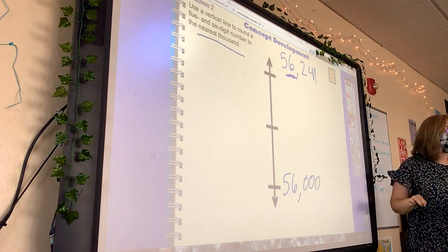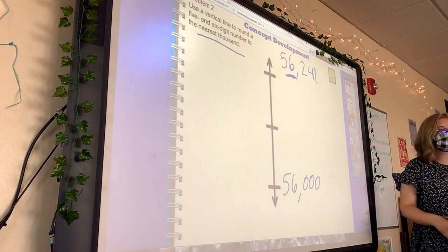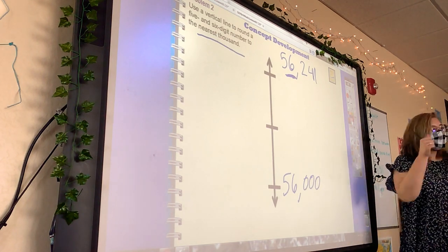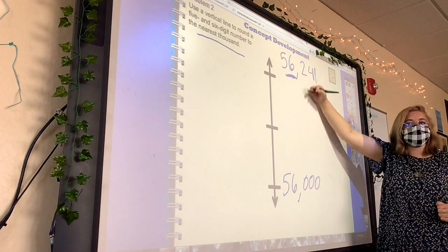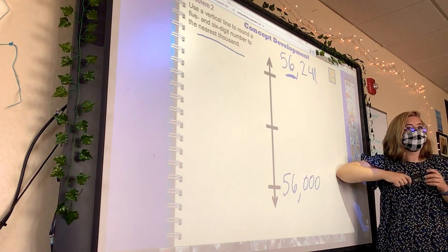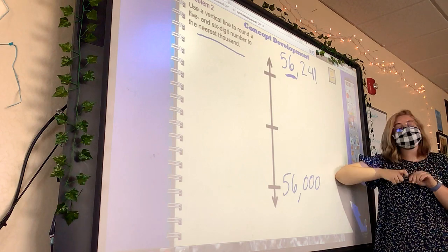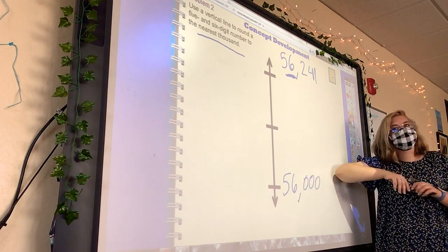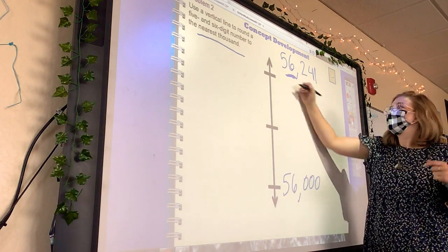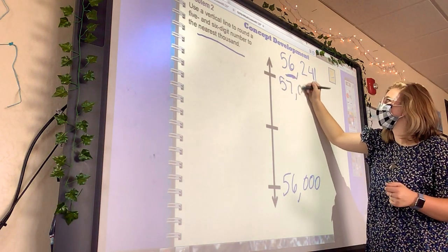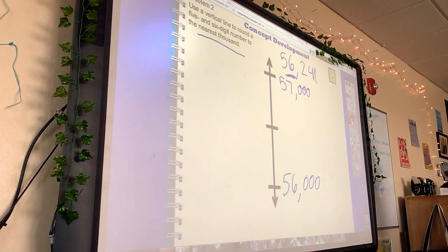Does everybody see how I found that? Wake up, 4th grade, wake up. Do you see how I found that? Yeah, good. Yes, excited about math. We love it. So then I'm going to go to the next 1,000 up. So basically I add 1,000 to my 56,000. What's 56,000 plus 1? Go. Hey, I love it. 57,000. Sorry, not plus 1, but plus 1,000. That was my bad.